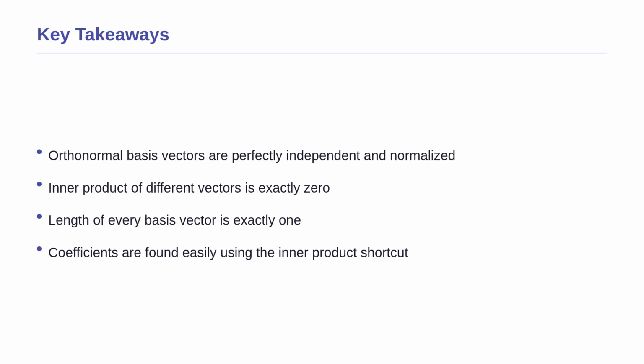To wrap up our lecture, let us review the most important ideas. An orthonormal basis is the perfect reference grid for any mathematical space. It requires vectors to be completely independent, meaning their inner product is 0, and normalized, meaning their length is exactly 1. By using this perfectly organized system, we can break down incredibly complex vectors into simple parts using the inner product shortcut, completely avoiding messy algebraic equations. You have now covered the full foundation of orthonormal bases, transforming difficult calculations into fast, stable, and elegant solutions.